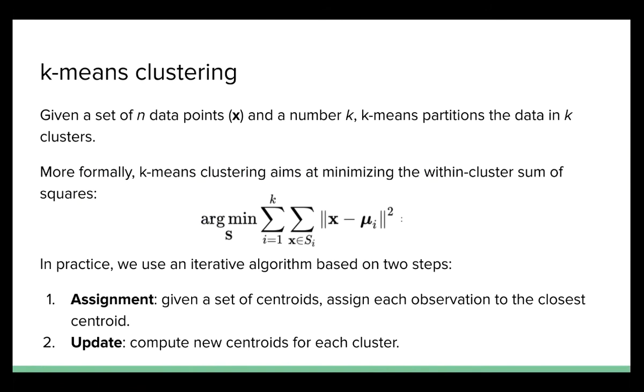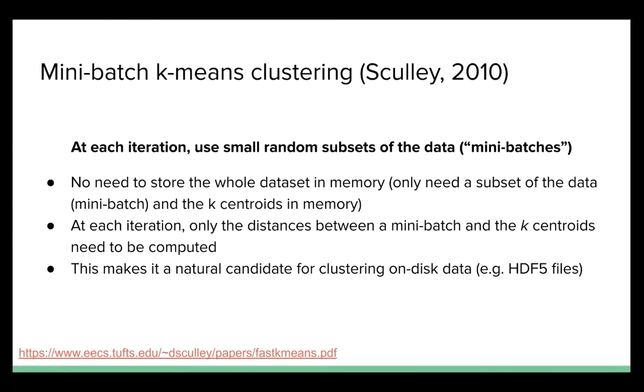Given this label or this assignment step, we can then compute the new centroids for all the observations in each cluster. Now, one problem with k-means is that at each iteration of the algorithm, you have to have not only all the data stored in memory, but you also have to store all the pairwise distances between each observation and its closest centroid. So this makes k-means not scalable.